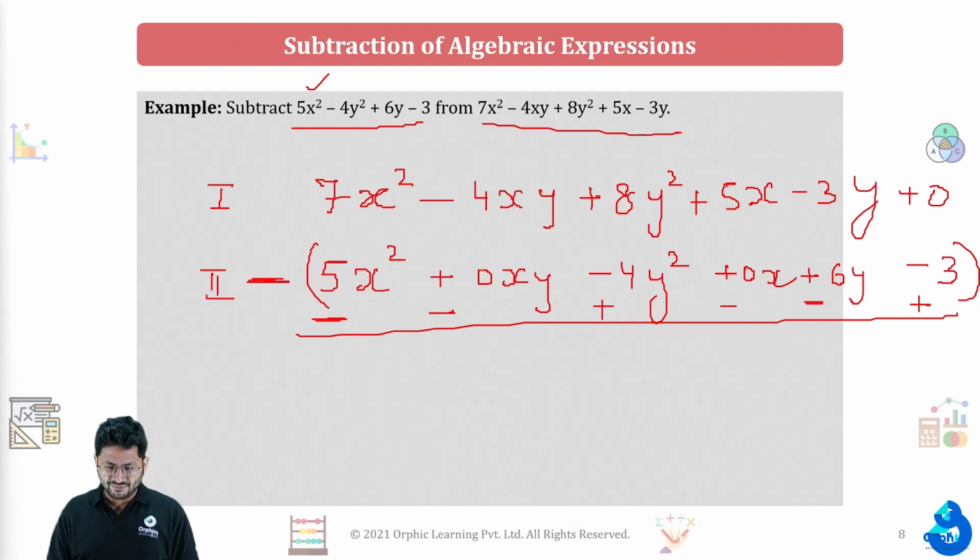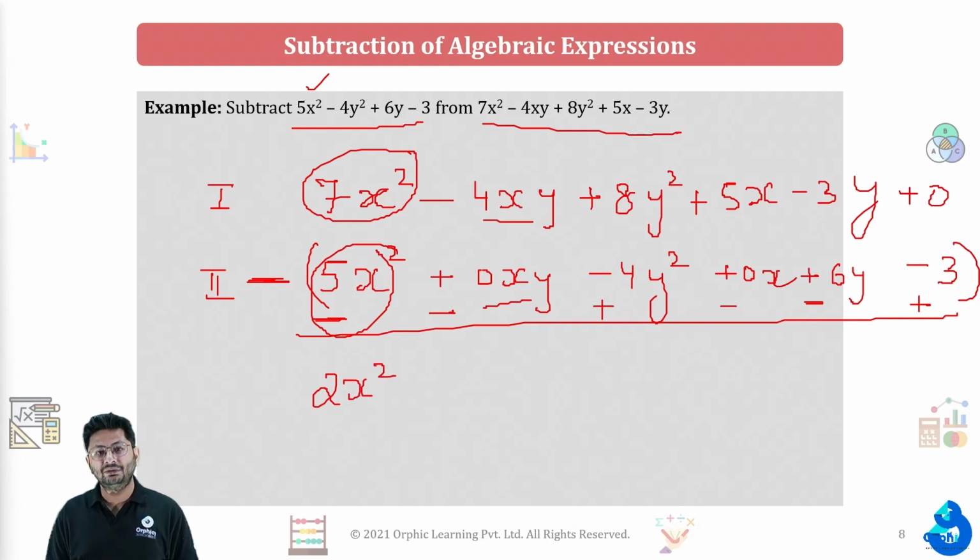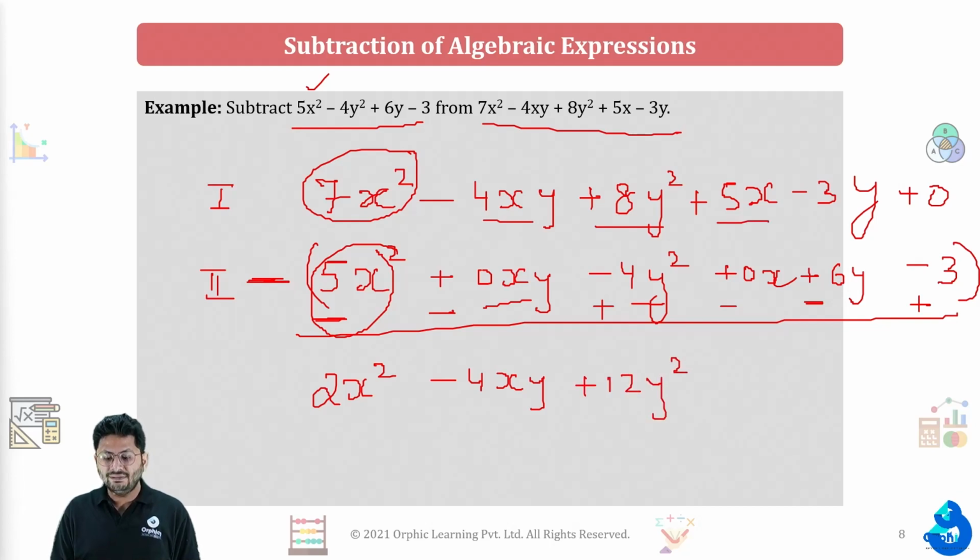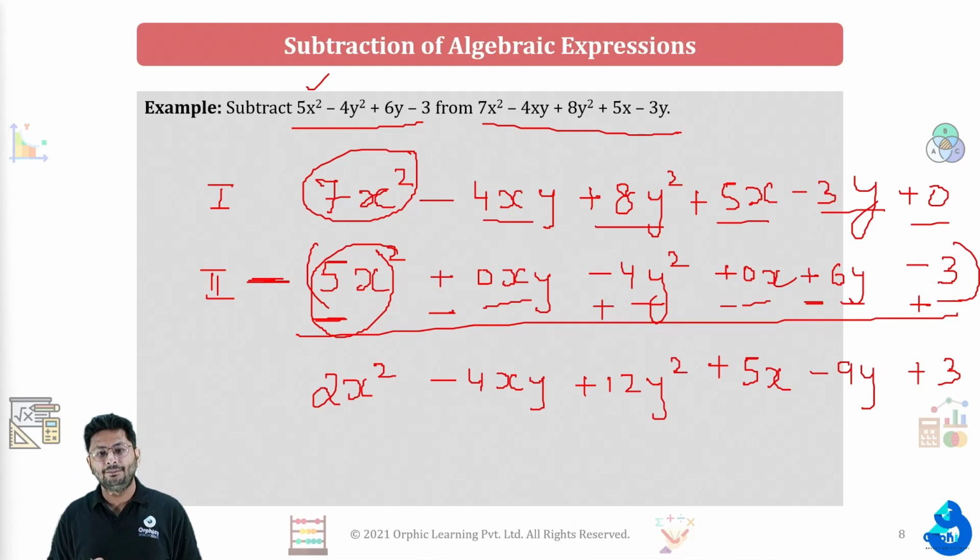Okay, so 7x² − 5x² is 2x². −4xy − 0xy would be equal to −4xy. 8y² + 4y² will give me +12y². 5x − 0x will be +5x. −3y − 6y will be equal to −9y, and 0 + 3 would be equal to +3. So this will be the final subtraction ka result. I hope we all are able to understand this.